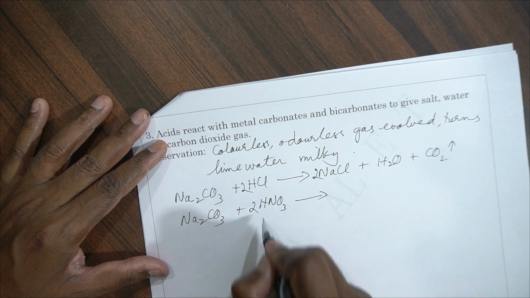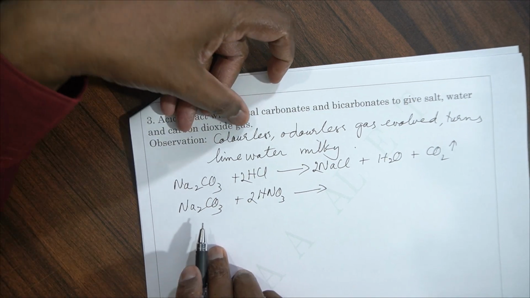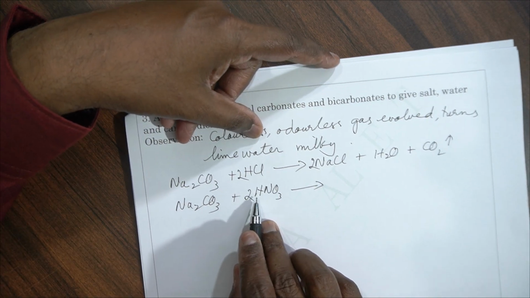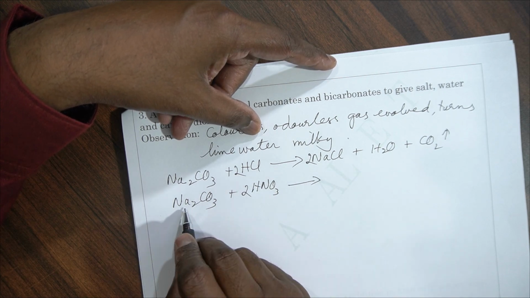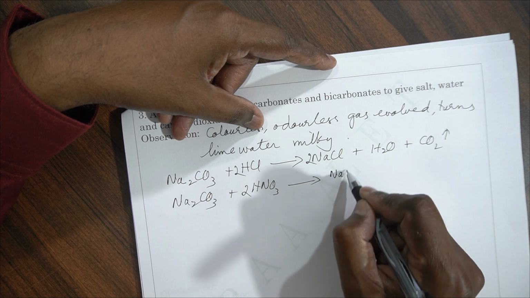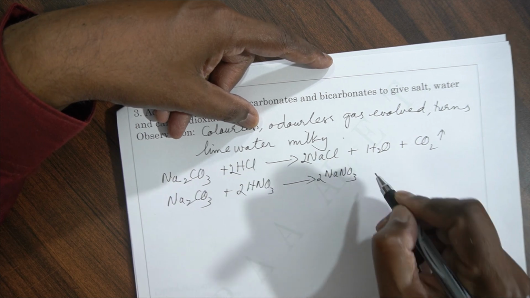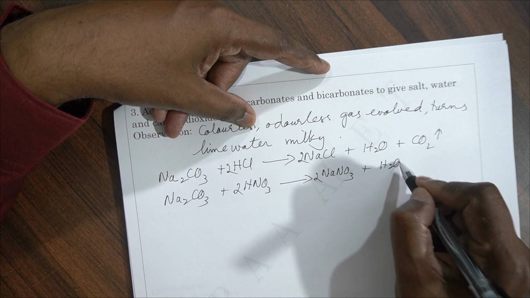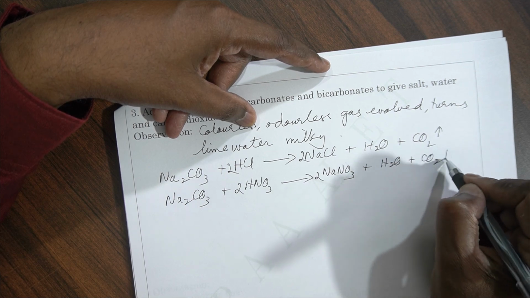Now Na2CO3 plus HNO3. As I said, there will be 2 HNO3 because there are 2 sodiums. They are monovalent. This is a monobasic acid. Since there are 2, there will be 2. So we will have 2 NaNO3 plus H2O plus CO2.